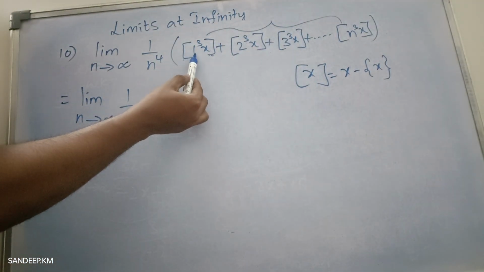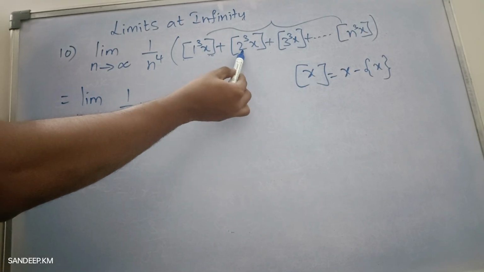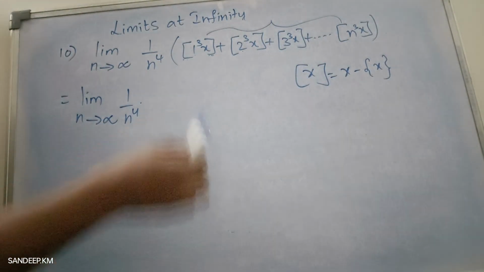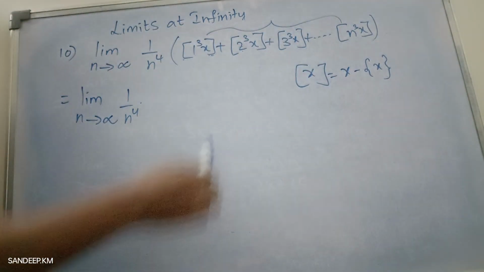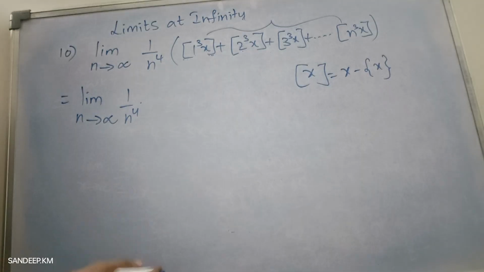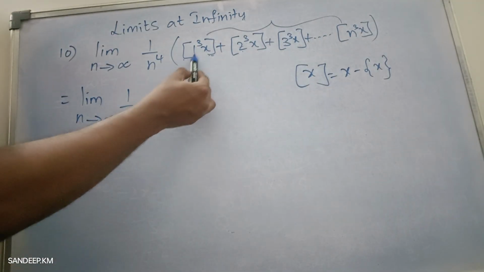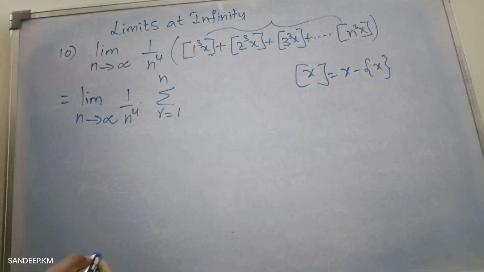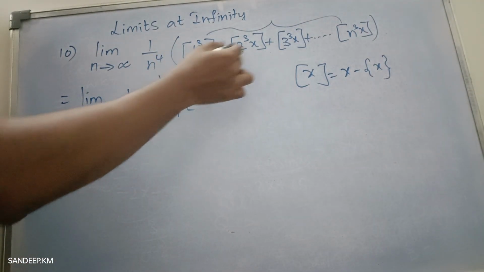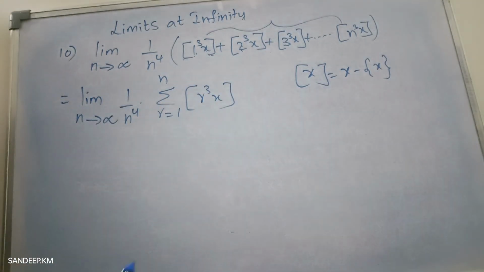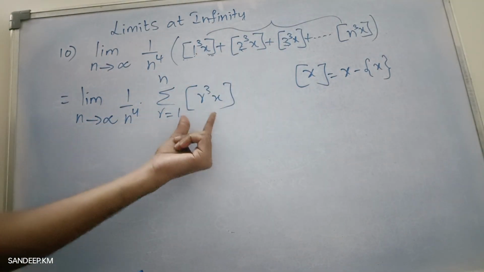Observe, the first term contains 1 cube, the second term contains 2 cube, 3 cube and so on up to n cube, or even easier to say 1, 2, 3 and so on, and all the terms contain x with step. Okay, now how will I write this in summation? Sigma, r is changing from 1, 2, 3 up to n. r is changing from 1 to n. Sigma, step of, instead of 1, 2, 3 and so on, I'll write r cube into x. This is how I'll write this entire series in the form of summation.